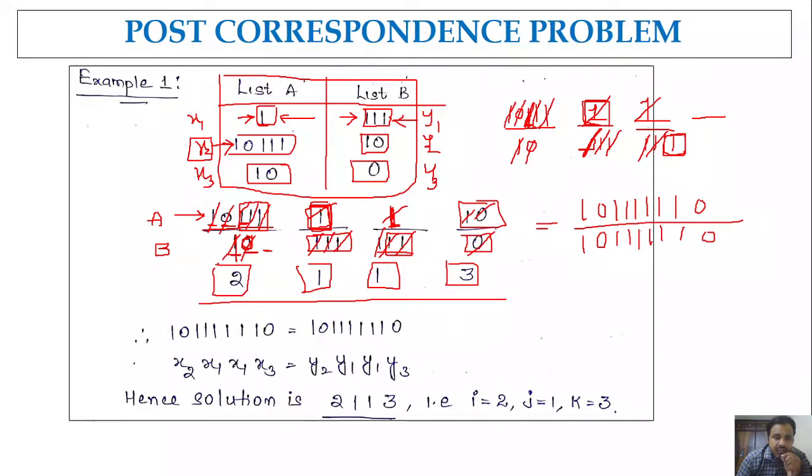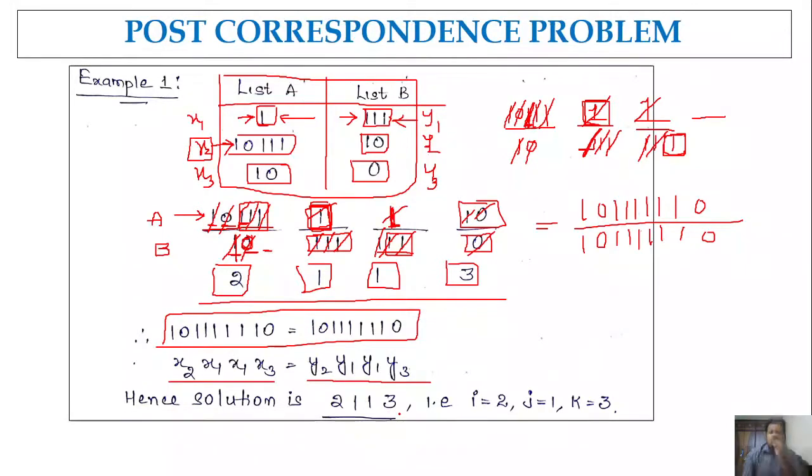So we found the sequence in which, if we organize the strings in list A based on that sequence and the strings of list B in that sequence, you will get the same string. So here we can say that this post correspondence problem has the solution 2113, or you could write x2 x1 x1 x3 is equal to y2 y1 y1 y3. So hence the solution is 2113.